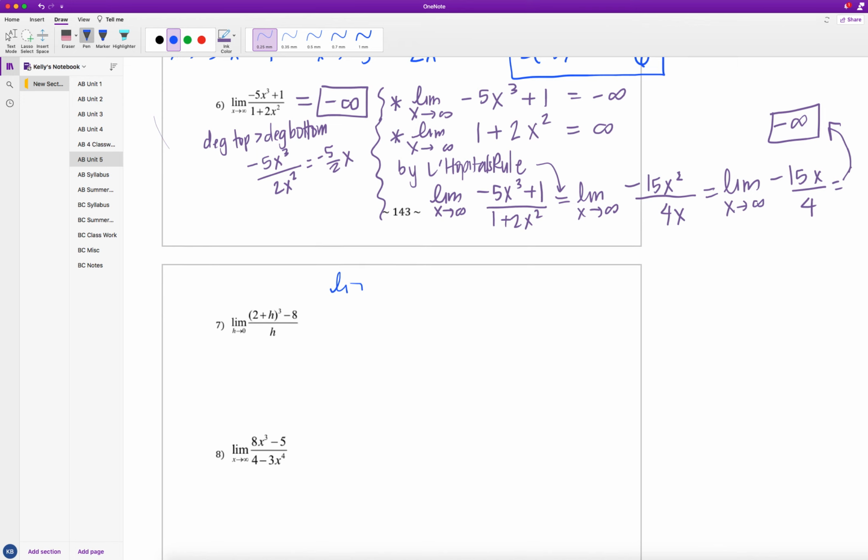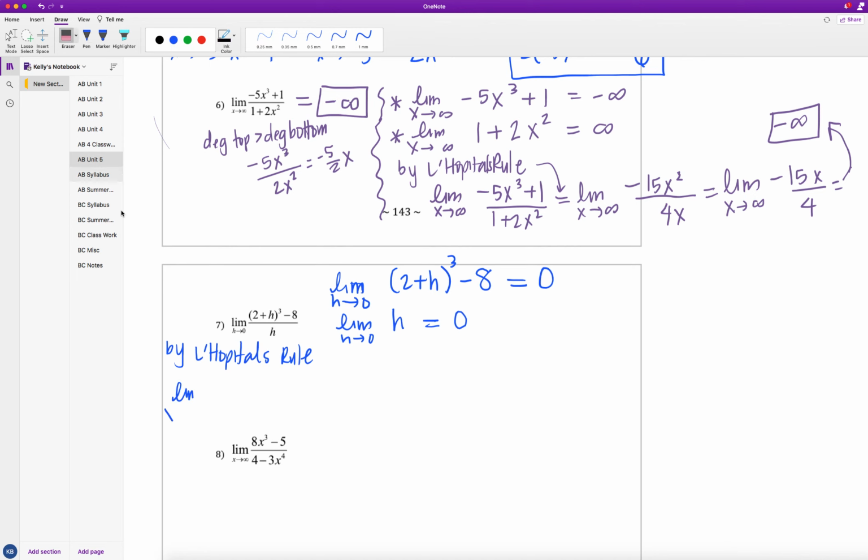So I'll separately compute the limit as h approaches 0 of (2 plus h) to the third minus 8. If I do a direct sub in here, I get 2 cubed, which is 8. 8 minus 8 will leave me with 0. And I'll do the limit of the denominator. So the limit as h approaches 0 of just h is equal to 0 as well. So L'Hopital's rule will work. So why don't you guys write out what our new limit would be equal to using L'Hopital's rule, and then compute that limit, and we'll check it together.